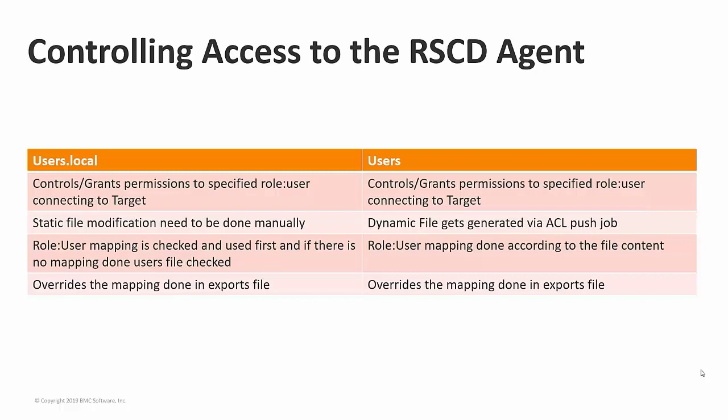The fourth file is users. This also controls or grants permission to specified roles and users connecting to the RSCD agent. However, this is a dynamic file. This can be updated via an ACL push job from the TSSA application server. Any mapping done in users will override the initial mapping done in the exports file.